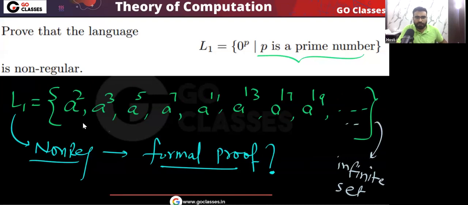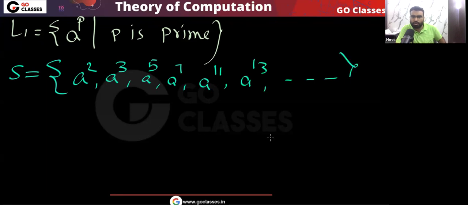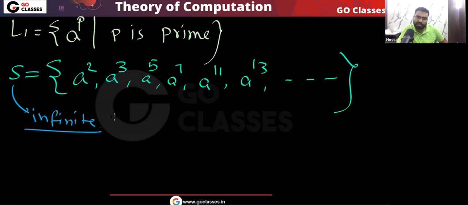What I told you is that if any two of them go to the same state, then a problem will happen. For this language L1, a power p where p is a prime number, you can take the set S as it is: a power 2, a power 3, a power 5, a power 7, a power 11, 13, and so on. Now let me prove it. You already know this is infinite, because prime numbers are infinite.